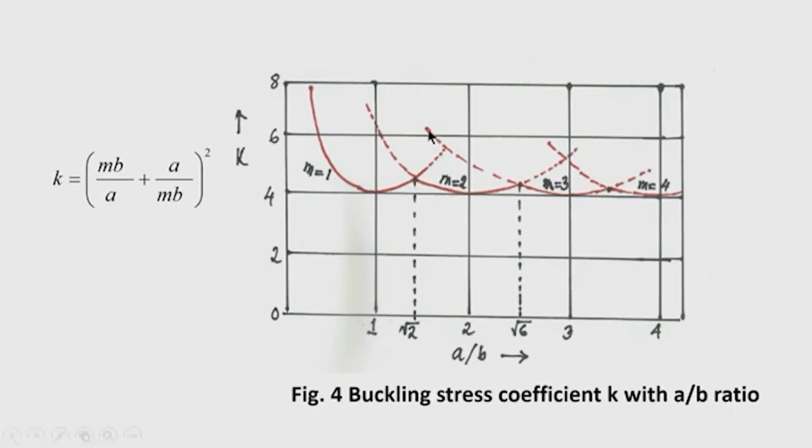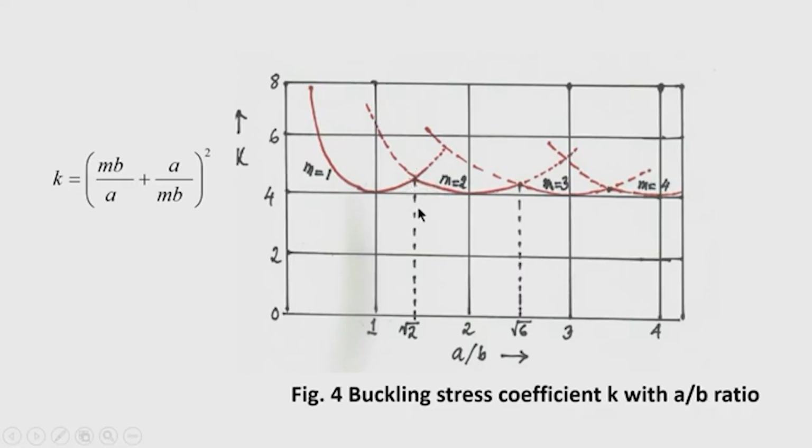Now, similarly for other m we can draw it, and we can get the curve neglecting the upper portion of the curve. So, the buckling curve is now taken like that. So, these are the buckling curves which are formed by joining the lower branches of the curves.